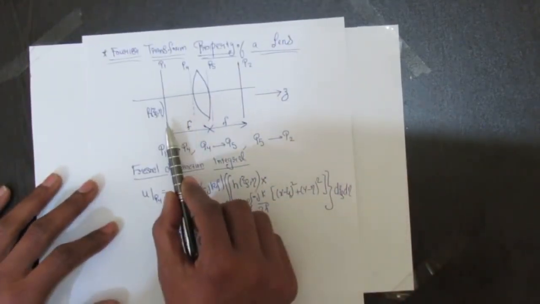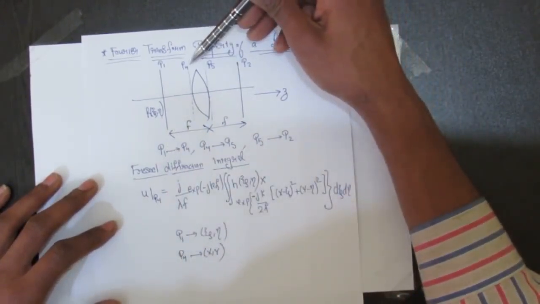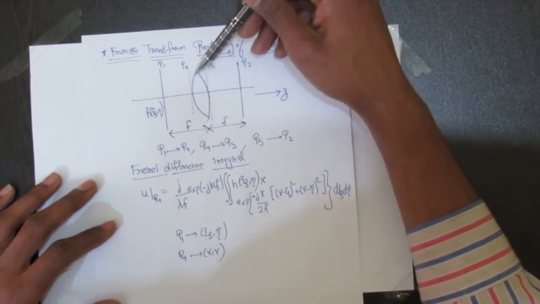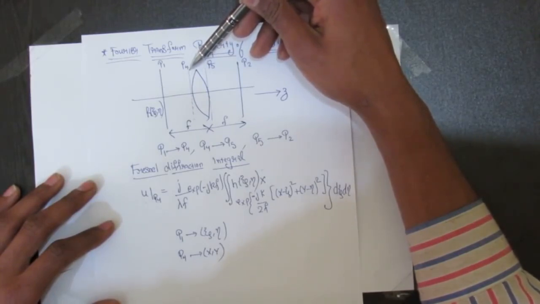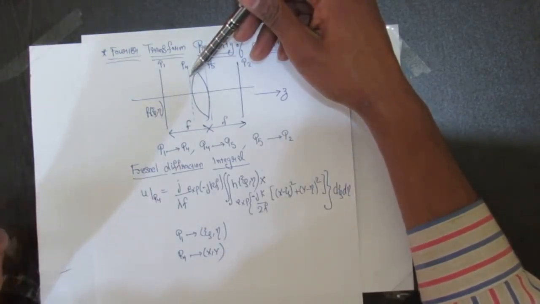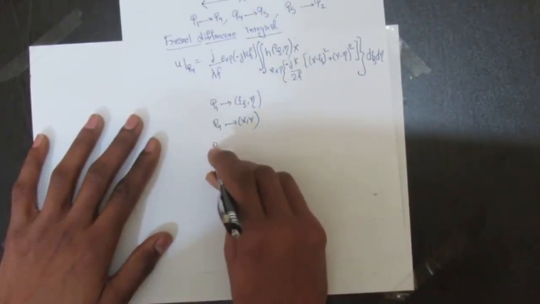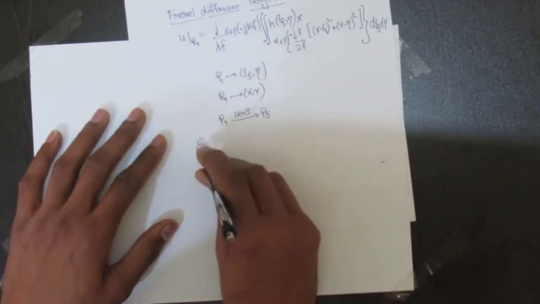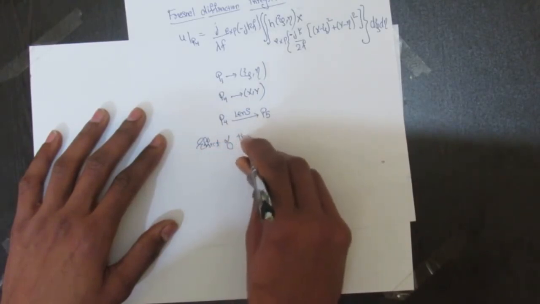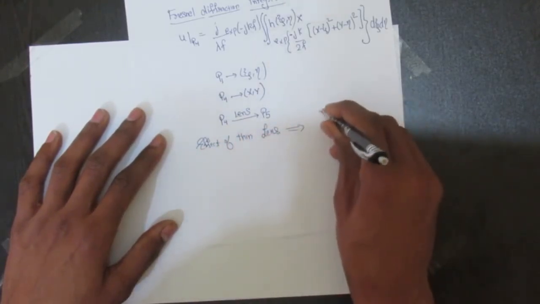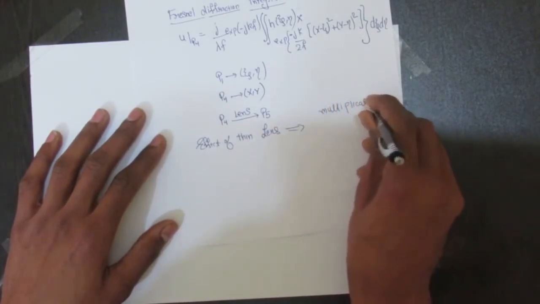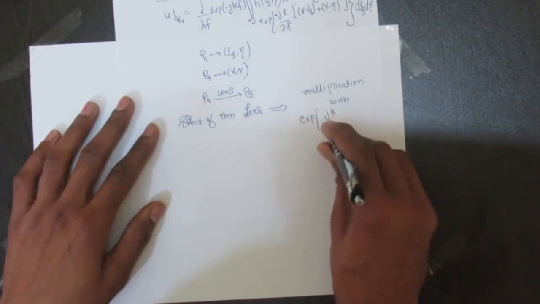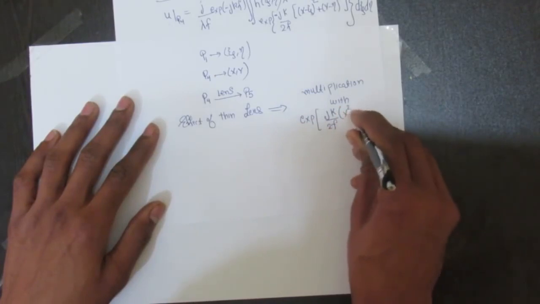Now, once you go from P1 to P4, our next job is to propagate the field from plane P4 to P5. Because there is a lens in between P4 and P5, the effect of this lens is simply to multiply the field at plane P4 with a certain factor. Let me write that factor for you. The effect of a thin lens is multiplication with a factor which is exponential of jk divided by 2f times (x squared plus y squared).